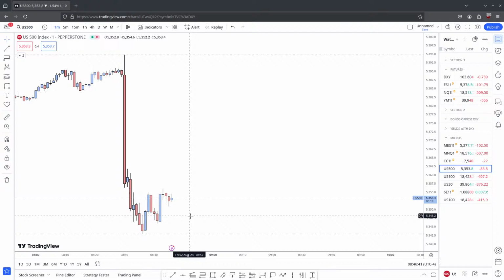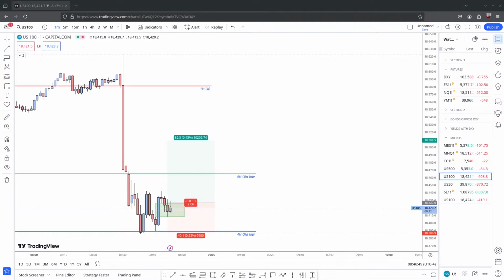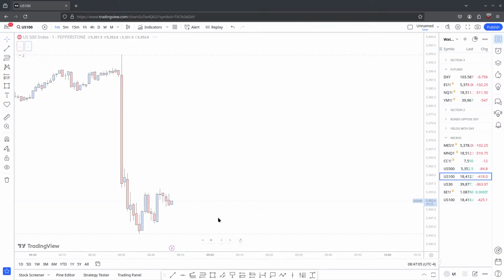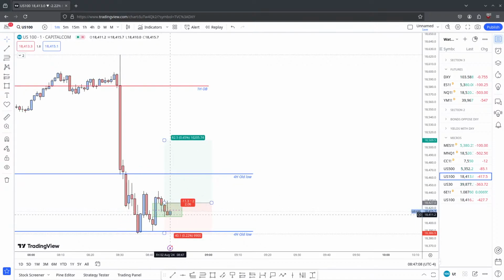Let's look at US 500. Also inside that fair value gap. Just see how they trade around that consequent encroachment. US 500, no real reaction here. Remember, this is not inside of the macro. 9:47, 48. Going to wait for 9:50, 9:50, and look at that.